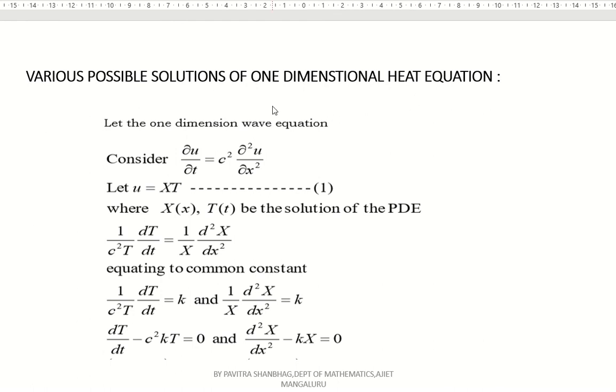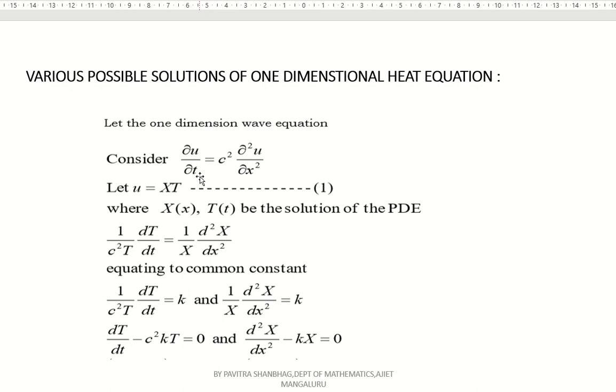Again, same procedure. First, consider the one dimensional heat equation. Sorry, here by mistake we have written wave equation; it is ∂u/∂t = c² ∂²u/∂x². Now, first put u = X T, where capital X is a function of small x, capital T is a function of small t. Now, again ∂/∂t of X T.